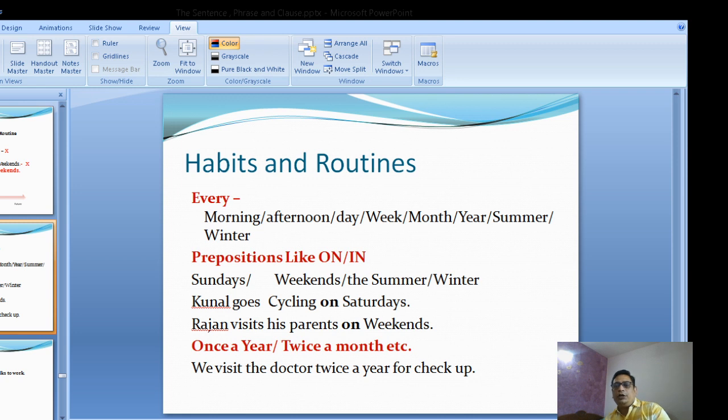So you understand over here, when you're using the word every, it becomes a habit. Now we have dealt with every, prepositions like on and in, and then we can use once a year or twice a month sentences like that.